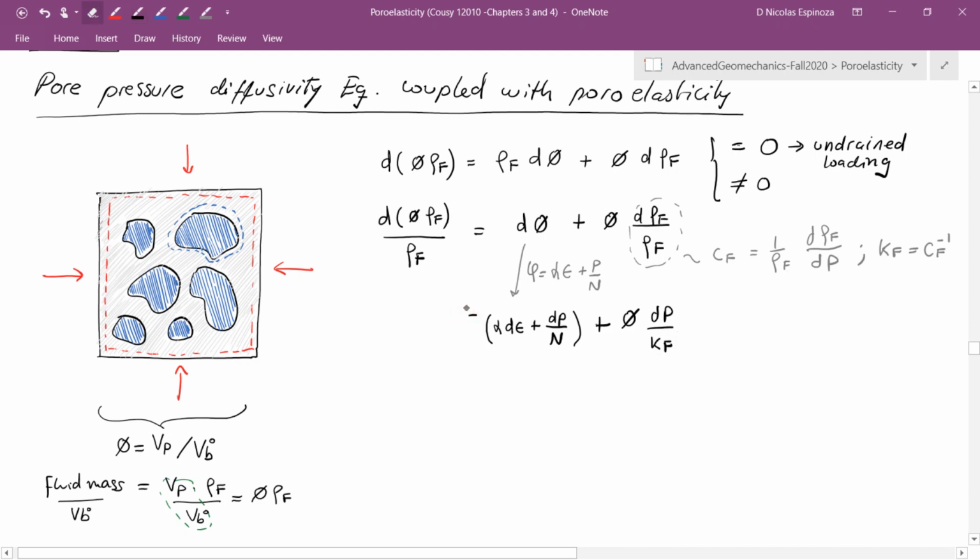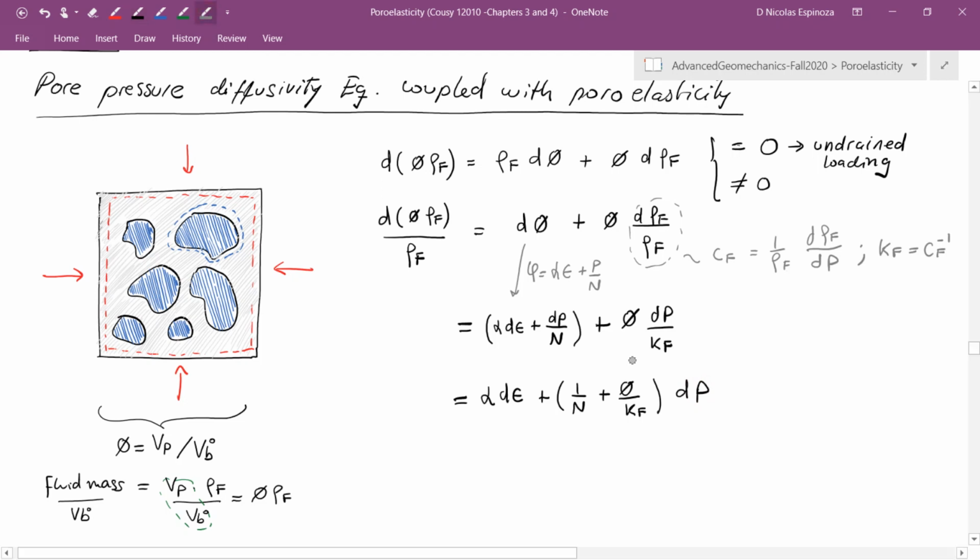Okay, so I just need to do a few more steps in here, and let's continue by just regrouping these terms. Here I'm going to leave the change of volumetric strain, and notice that I have change of pressure in these two terms, so I'm going to use that as a common factor, and this is going to be the porosity divided by K_f times the change of pressure.